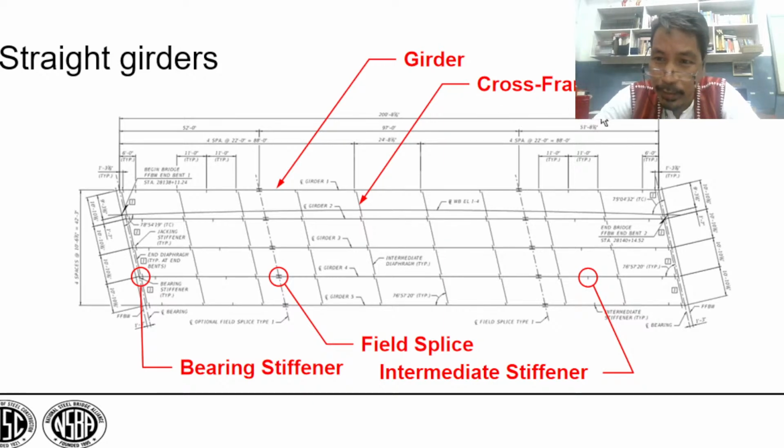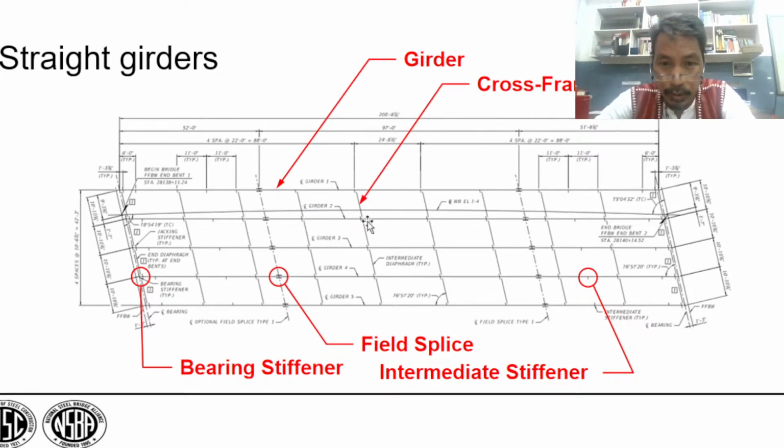Aside from cross frame. Cross frame is actually the type of the diaphragm that we use. The diaphragm that we use here is cross frame type because it looks like trusses. Take note, it looks like trusses. That is what we call cross frame. Okay? That is cross frame.